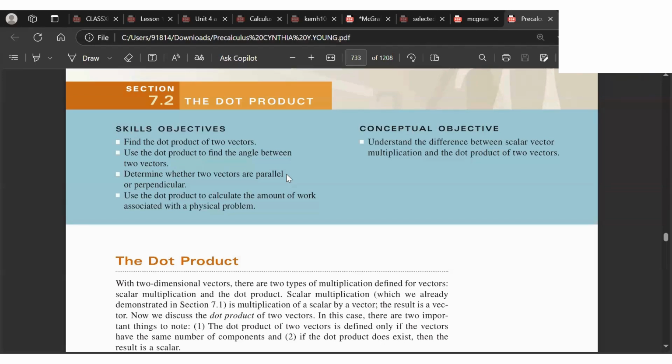Okay, we have so many types of vectors, right? Now we saw in section 7.1 what vectors are and what the types of vectors are. But now we'll see what the dot product of vectors is and what the cross product is, right? That is sections 7.2 and 7.3.